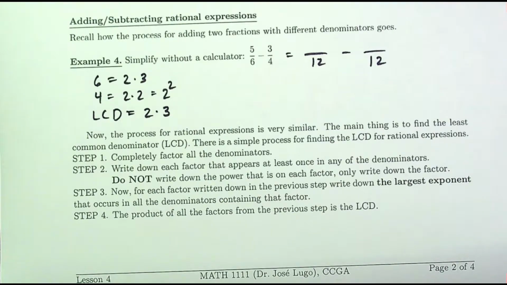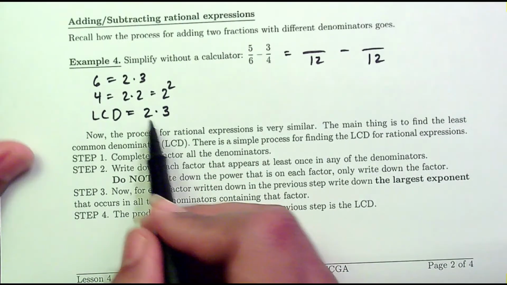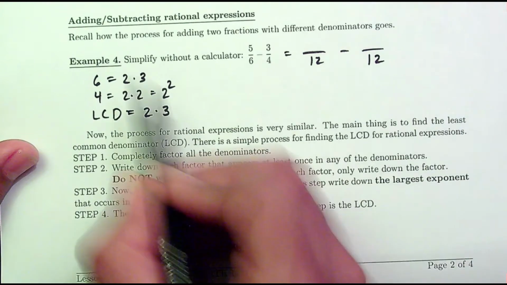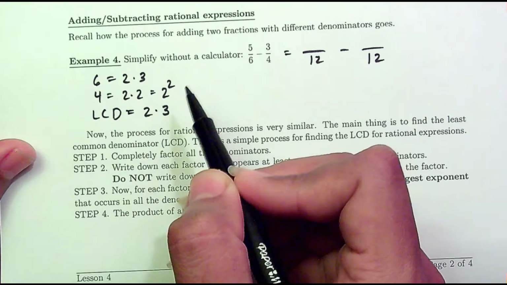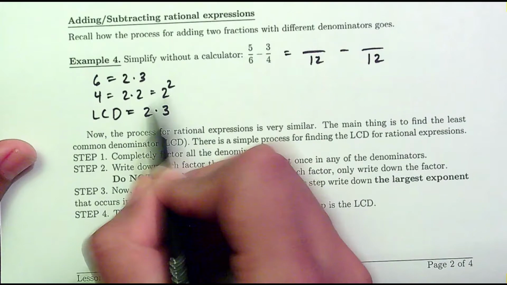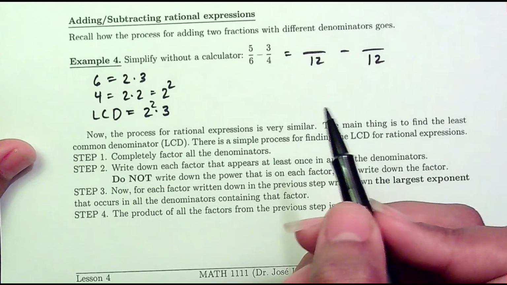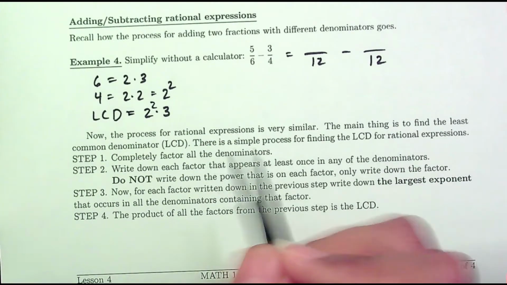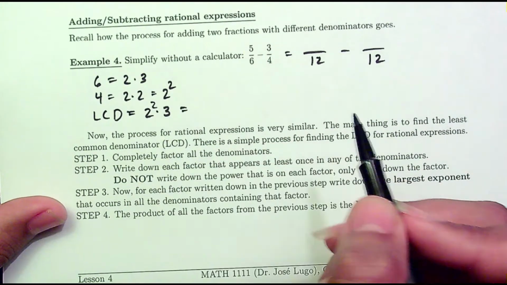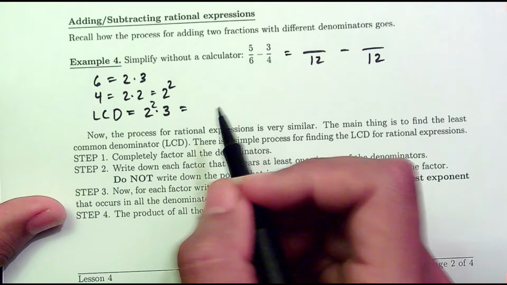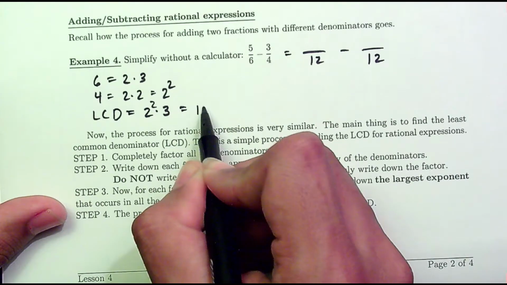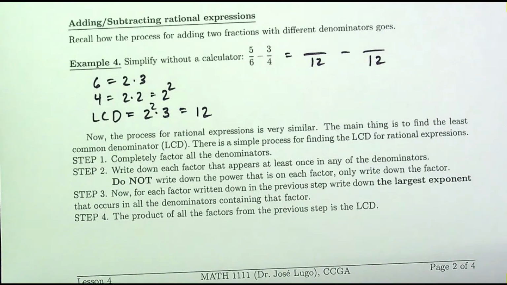Then you're going to go back, and for each of these factors that you wrote down, you're going to choose the biggest exponent that you see. So for the 2, there is a 2 to the 1 and a 2 squared. So the biggest exponent that I see is the square, so I'm going to choose that exponent. And for the 3, I only see 3 to the 1. So that's it, 3 to the 1. You multiply these things out, and that is your LCD. What is 2 squared times 3? 2 squared times 3 is actually 12, which is precisely what we had come up with.